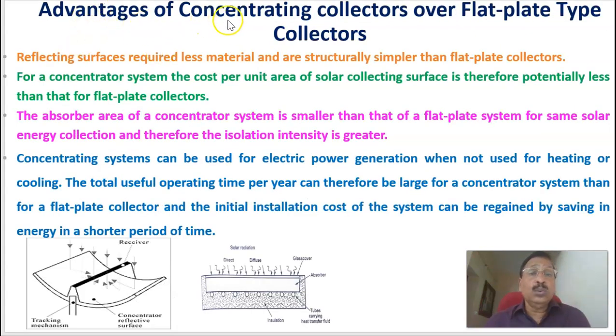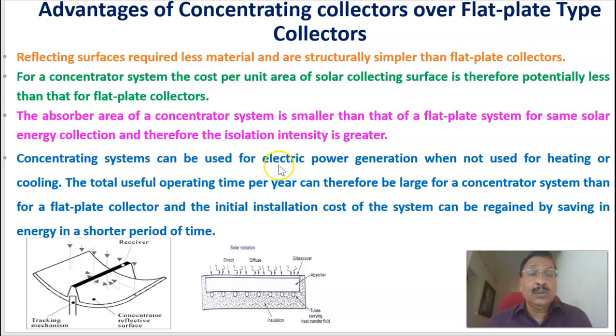Now let us see what are the advantages of concentrating type collectors over flat type collectors. This is a flat type collector and this is a concentrating type of collector. Reflecting surfaces require less maintenance and are structurally simpler than flat type collectors. For a concentrating system, the cost per unit area of solar collecting surface is potentially less than for flat type collectors. The absorber area of the concentrating system is smaller than that of the flat type system for the same solar energy collection, and therefore the insolation intensity is greater.